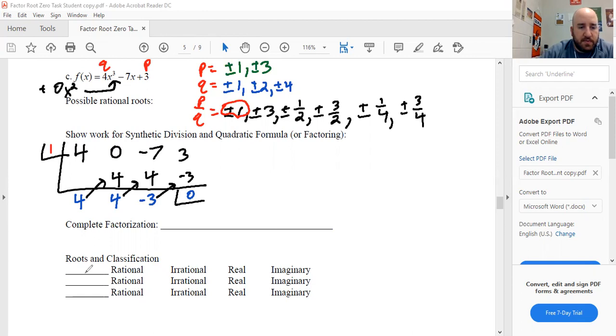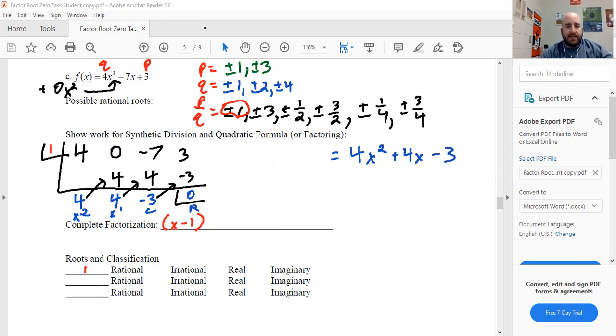So 1 is my root, because that's what I divided with. Factors, opposite sign, x minus 1. Go ahead and label them. Remainder, constant, x to the first, x squared. So when I divide, this is essentially what I've done. Divide 4x cubed minus 7x plus 3 by x minus 1. I get 4x squared plus 4x minus 3.